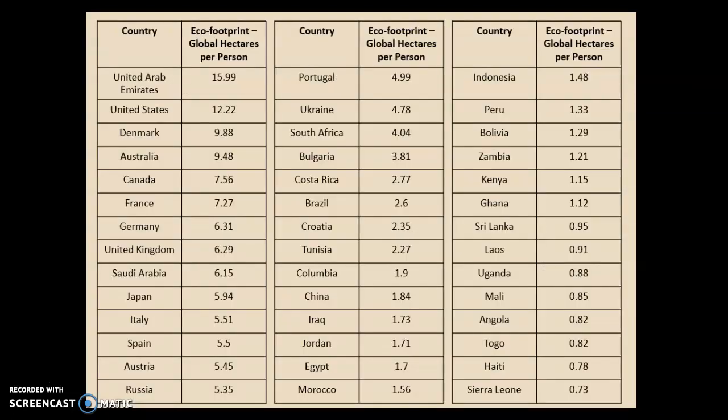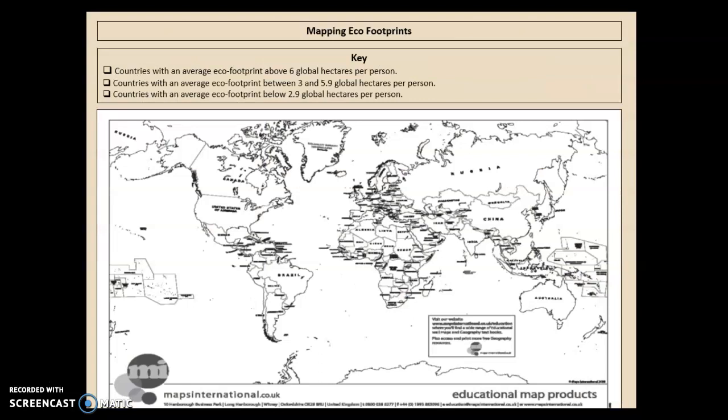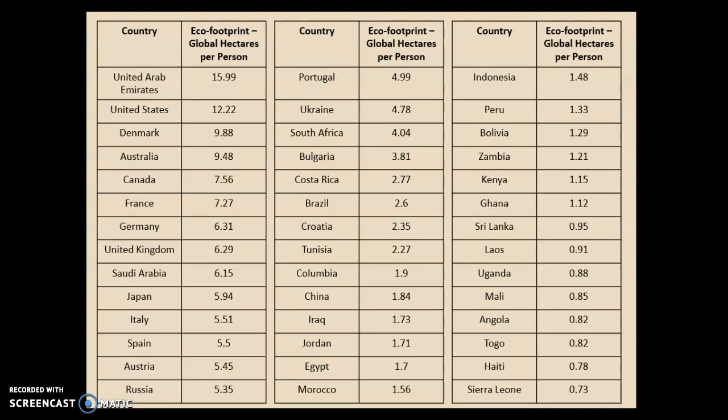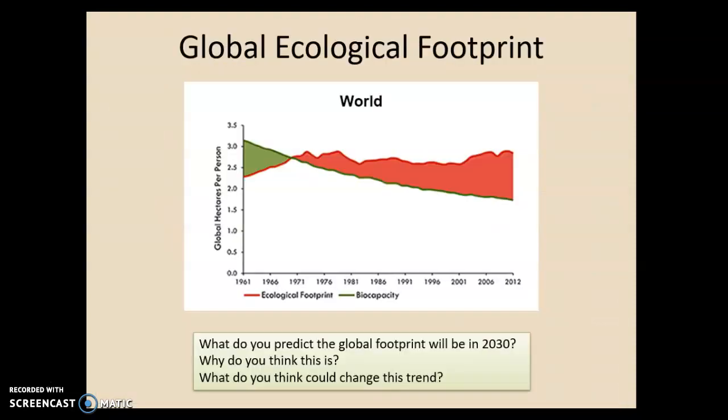Okay, and once you have done that, have a little look at the patterns that it creates and see which countries are the ones that have got the biggest ecological footprints. I imagine that you would probably be able to have a pretty good guess at that already, to be fair. So once you have finished that little task there, have a look at this.